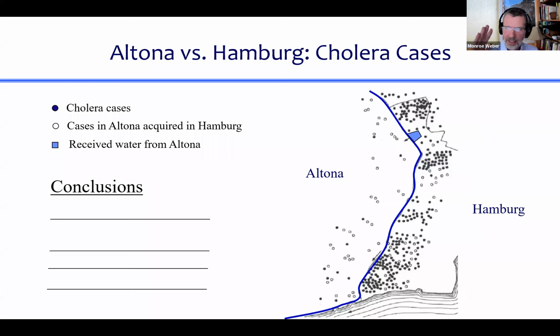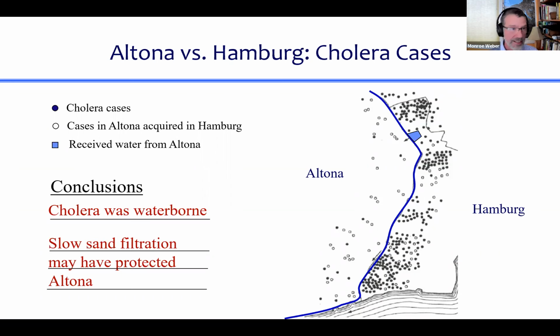And so you see that this political division really matches where people were getting sick, and all the evidence points to it was actually the water supply on the Hamburg side because the pipes stopped at the political border. So the conclusions from this is that cholera was waterborne and that they were using slow sand filters, and that slow sand filters may have, I'll be careful, I won't say it did because we don't know for sure, but slow sand filtration may have protected Altoona.